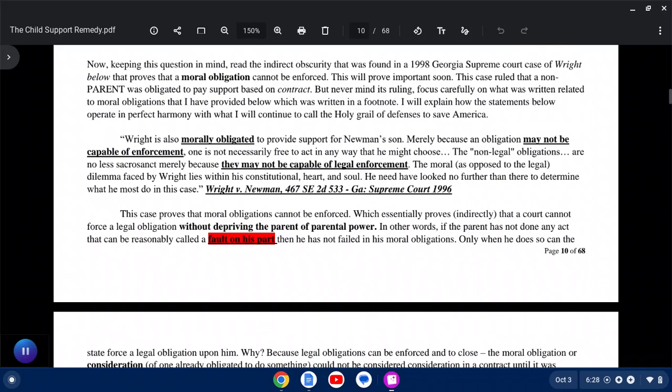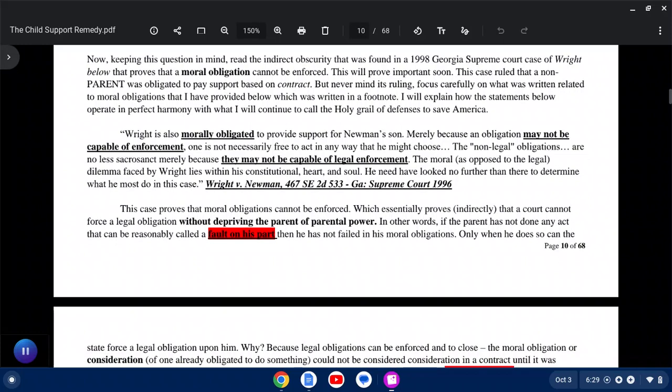Now, keeping this question in mind, read the indirect obscurity that was found in a 1998 Georgia Supreme Court case, a case right below that proves that a moral obligation cannot be enforced. This will prove important soon. This case ruled that a non-parent was obligated to pay support based on contract, but never mind its ruling, focus carefully on what was written related to moral obligations that I have provided below, which was written in a footnote. I will explain how the statements below operate in perfect harmony with what I will continue to call the holy grail of defenses to save America.